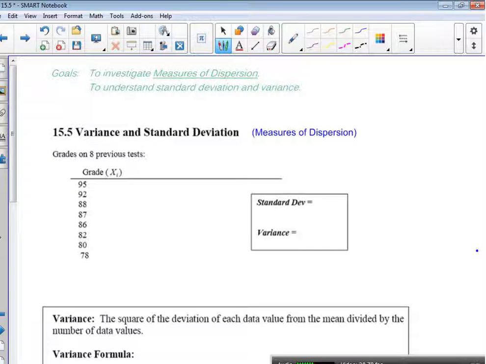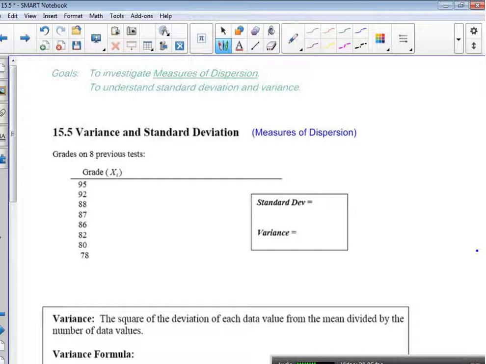All right, to add on to 15.4, which was measures of dispersion, we're going to talk about variance and standard deviation. Years ago, we had to calculate the standard deviation by hand. You would take the data values minus the mean, square them, sum them, divide by the total number of values. It was a long process. Now we can use the calculator.